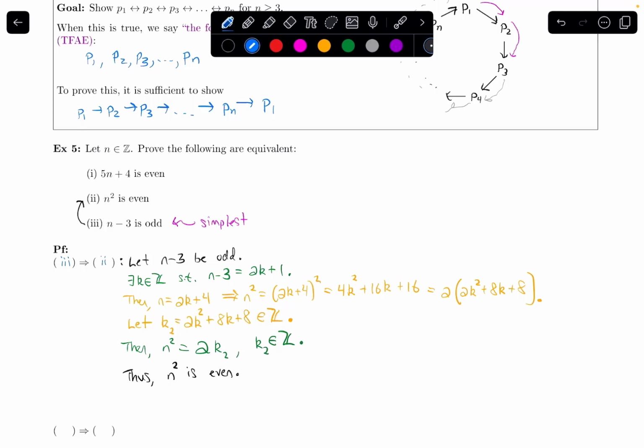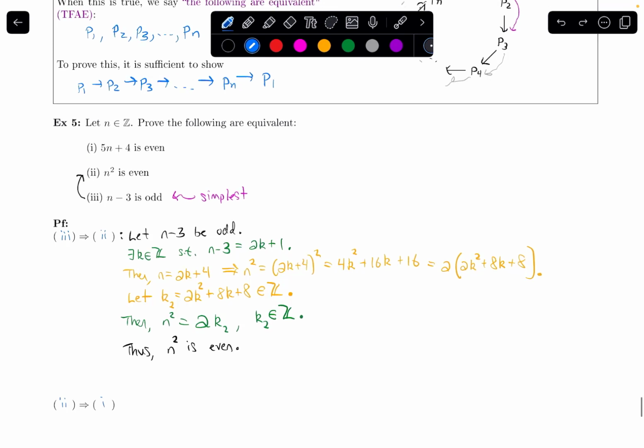Now I'm going to start with proposition 2 and show that that implies the first one is true. Okay, I don't want to just go back to 3 again because I want to make a chain. And to continue the chain, I have to go to 1 next. So now I'm assuming 2 is true. So I'm assuming this, n squared is even. So I'm going to let n squared be even. And I want to show that 1 is true then, that 5n plus 4 is even.